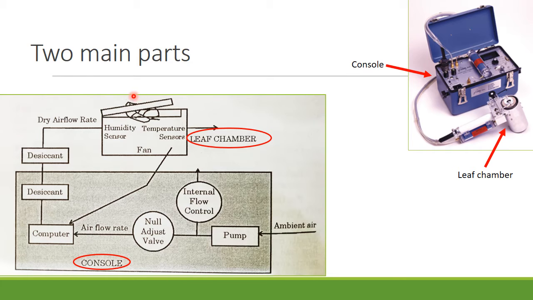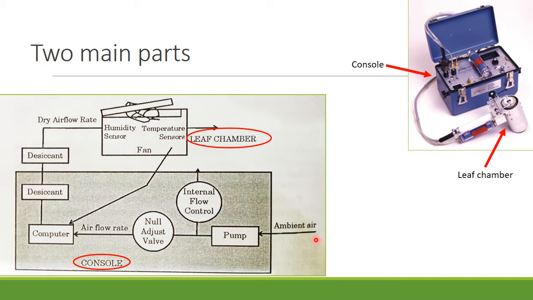The Licor 1600 porometer has two main parts, that is, a console and a leaf chamber. And this is the schematic representation of the Licor 1600 porometer showing the different parts of the porometer. First one is the console. It has some control elements that make possible the transpiration measurement.